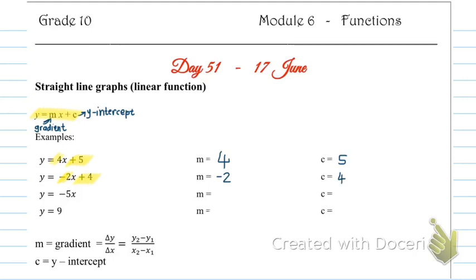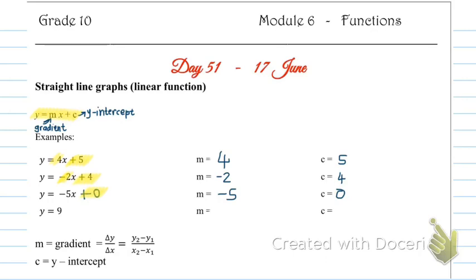The next one, y is equal to negative 5x. Okay, so that looks a little bit different. It looks a lot shorter. So what's in front of x is the m value, negative 5. And what is the c value? I don't see a c value. I can add a plus 0 there. That makes no difference to the equation. So that 0 is the c value.